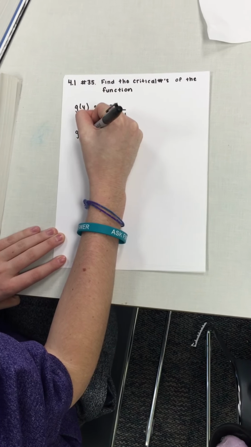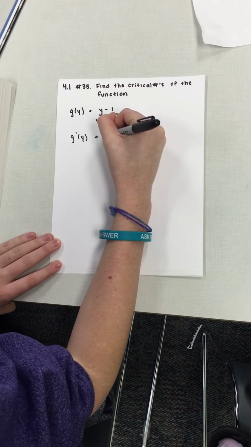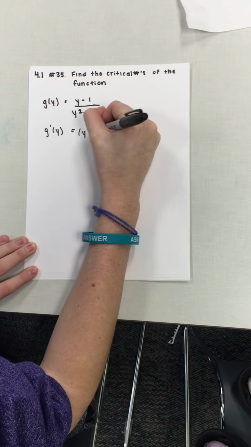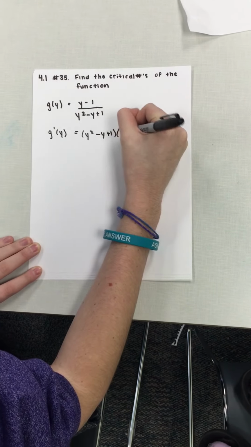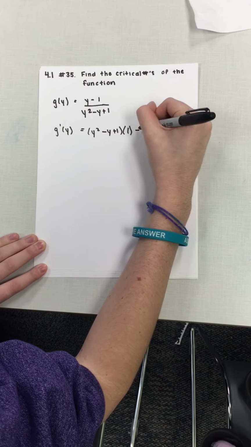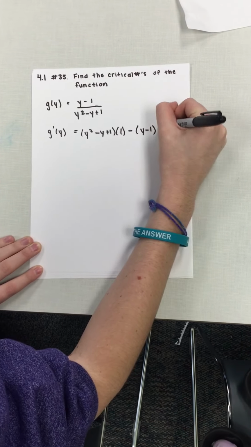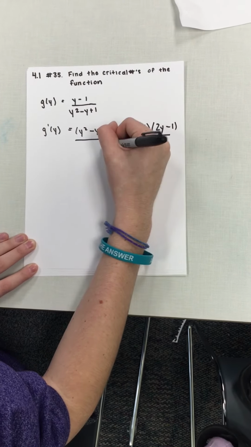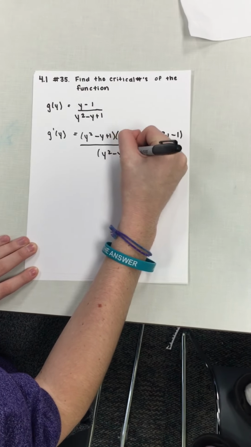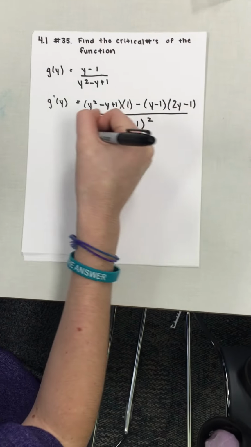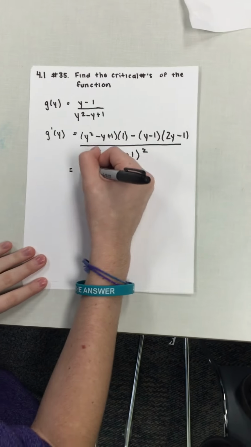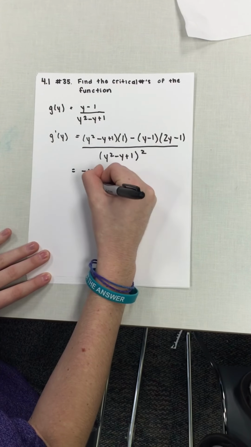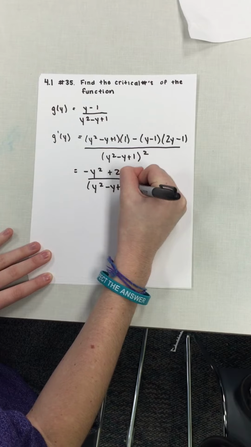So we're going to find the first derivative by using the quotient rule. And we are going to do the bottom times the derivative of the top. So we have y squared minus y plus 1 times the derivative of the top, which is just 1, minus the top times the derivative of the bottom, all over the bottom squared. So we're going to simplify this, and we're going to get negative y squared plus 2y all over, we're going to keep the bottom the same and not simplify it.